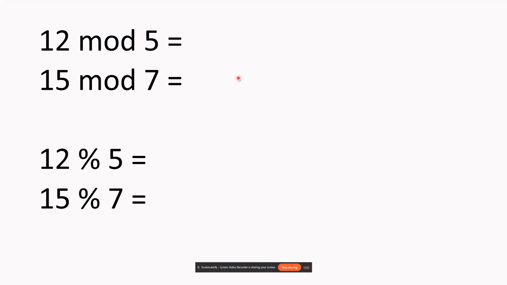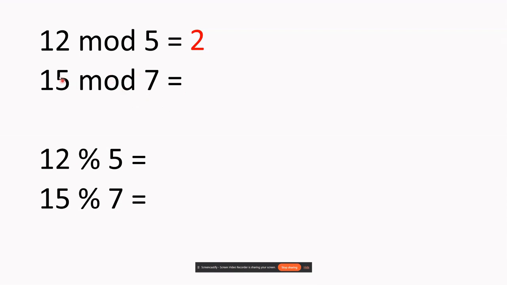And so for this next question, 15 mod 7 or 15 modulo 7, same thing. How many times will 7 go into 15 as much as possible, and what is the remainder? It's a 0 if it goes in evenly. If not, then we'll have a different number. So 7 times 1 is 7. 7 times 2 is 14. We can go a little higher. 7 times 3 is 21.